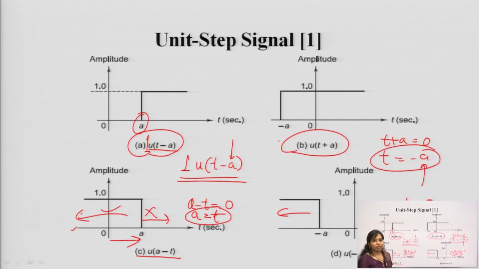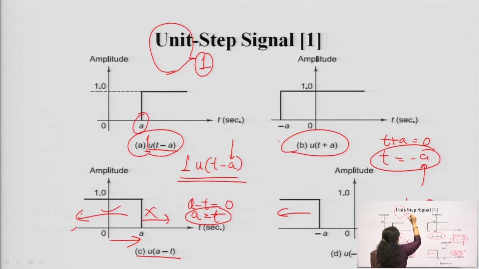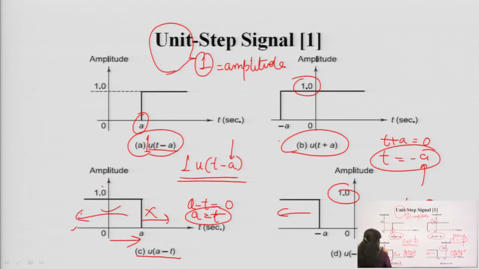Basically, a unit step signal is a signal which starts at 0 and extends up to infinity, and its amplitude is 1. That is why it is named unit step. Whenever any signal has the word unit, it means its amplitude is equal to 1. You can see in every example its amplitude is 1, and these are the shifted versions of the signals.